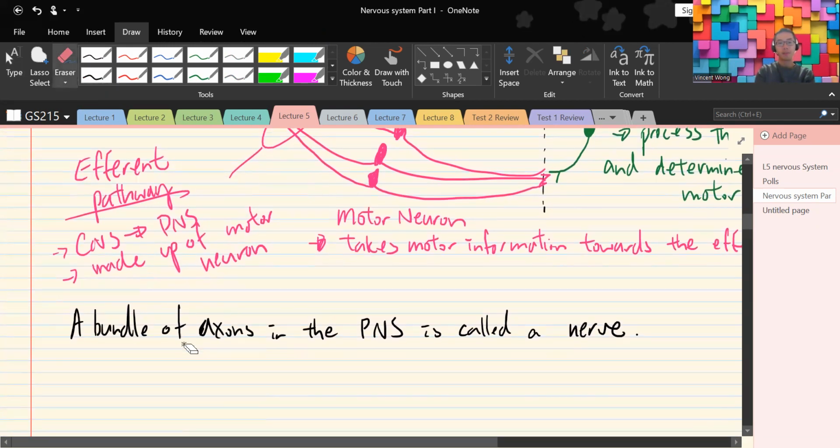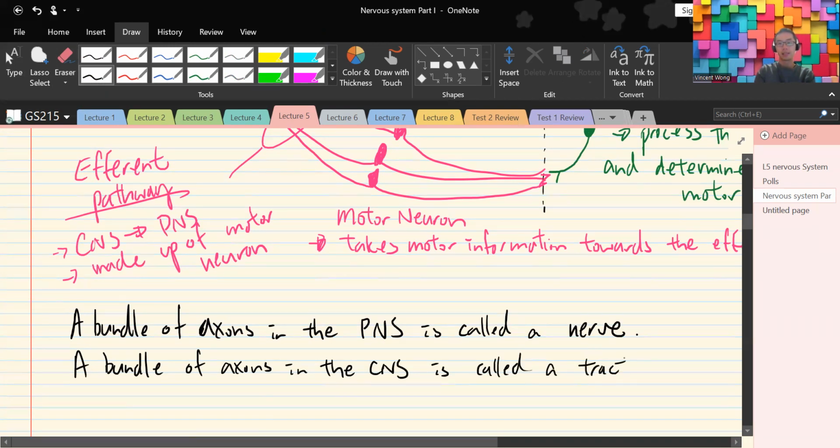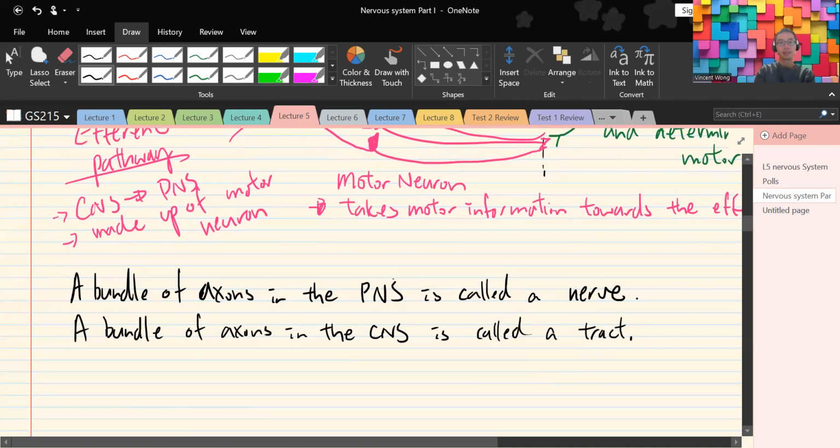And you can also have a bundle of axons in the brain or spinal cord, but we would call it a different name. Right? It's called a tract. Okay.